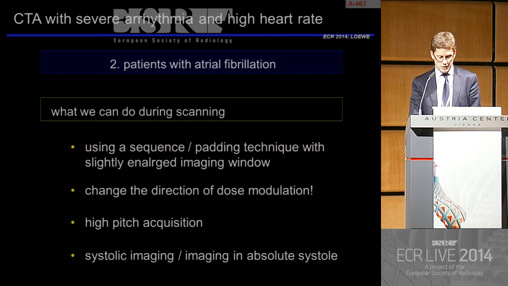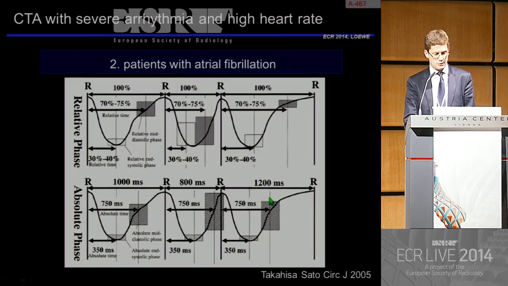So you should use a sequence padding technique with an enlarged imaging window. You should change the direction of the dose modulation. Maybe high pitch can be helpful. And you should think about systolic imaging or imaging in the absolute systole. What does absolute systole mean?